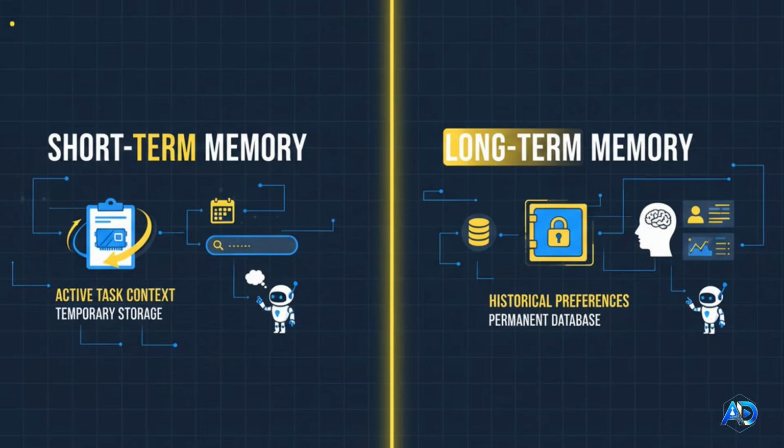Next up is memory. If an agent is going to do a complex, multi-step task, it really needs to remember what it's doing. Short-term memory allows the agent to hold on to the context of the current task, like remembering what a website said 5 minutes ago while it's busy writing an email about it. Long-term memory allows the agent to remember your overarching preferences over time, so it gets smarter and more aligned with you every single time you use it.